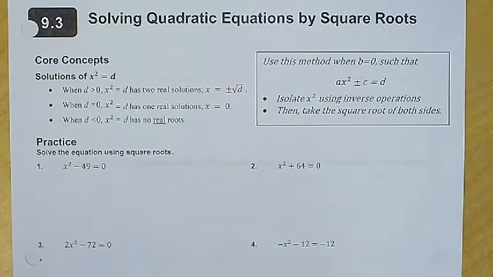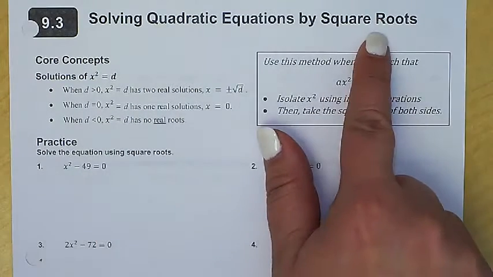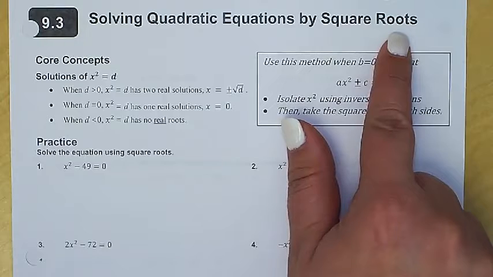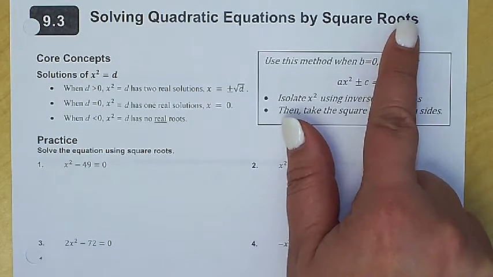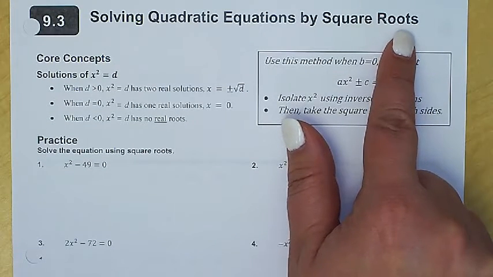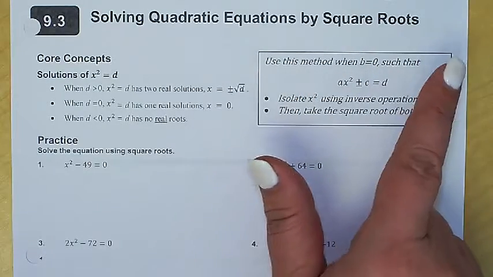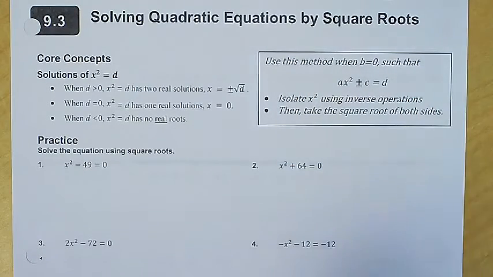Lesson 9.3 will introduce us to solving equations by square roots. This is our third method. We solve by graphing, understanding that when we set it equal to 0, we can graph it and use the x-intercepts. And then we've solved it by factoring, but not all quadratics factor. So with a factor, that's a great method. Otherwise, we need some other options, right? Well, the same is true for solving by square roots.